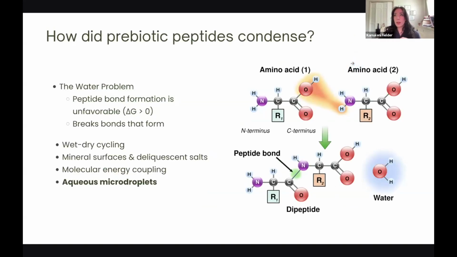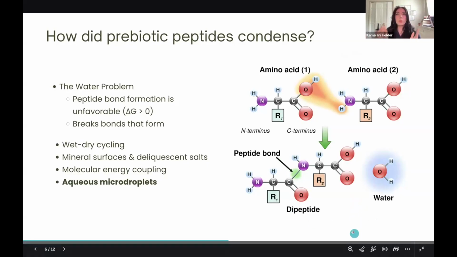Okay, so let's think now about peptides. So when we are thinking about prebiotic peptides, I like to discuss what I call the water problem. So the condensation reaction, and when I say condensation, I mean water gets released between two amino acids, is unfavorable in bulk water solution, meaning that the formation of peptide bonds in prebiotic aqueous environments would have been very challenging. We also know that water actually does break bonds that form, so we not only need a mechanism that supports bond formation, but we need something that can keep it stable over time as well.